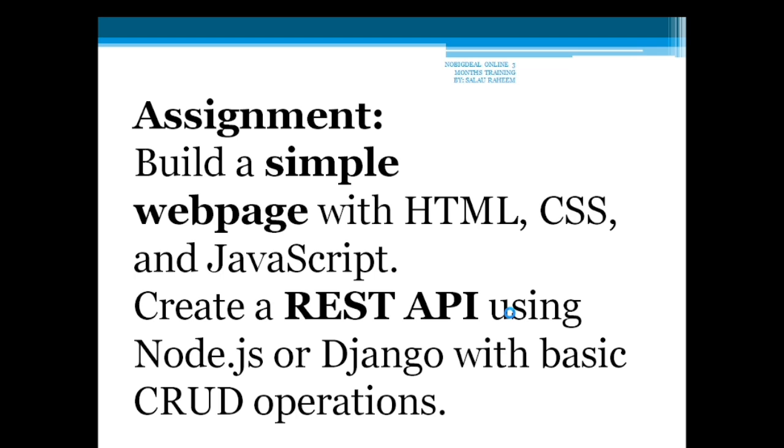So our assignment is like this. You need to build a simple web page with HTML, CSS, and JavaScript, since we have already talked about front-end design. Then from this explanation, you are going to research how you can create a REST API using Node.js or Django, anyone that suits you, with a basic CRUD system. You have to create, read, update, and delete. That is what CRUD means.